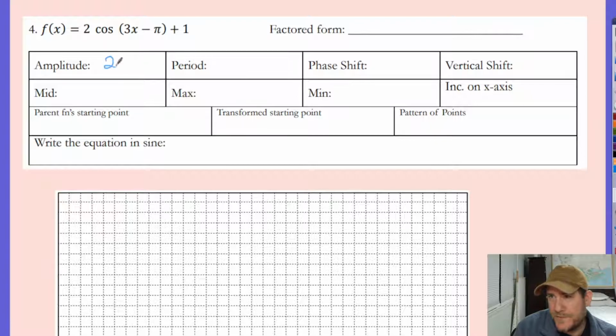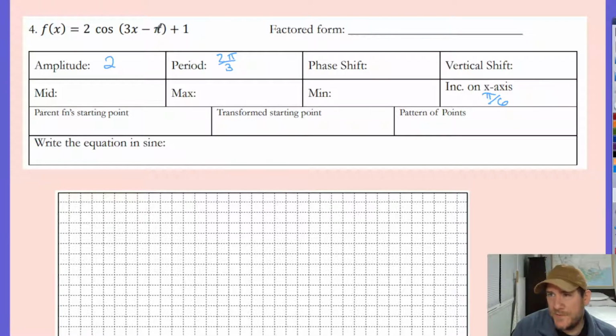Alright, amplitude's 2. Period is 2 pi divided by 3. 2 pi divided by 3, if I divide it into 4, I'm multiplying by 1 over 4. So it's 2 pi over 12, which is pi over 6. That's our step.